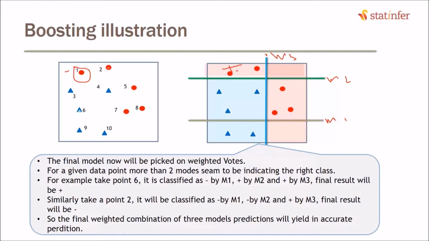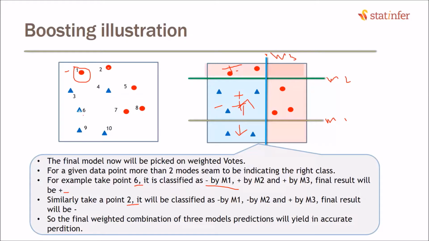So let's take an example of point 6. For data point 6, it is classified as minus by M1 because anything above the line is minus, anything below the line is plus for M1. So point 6 is classified as minus by M1, whereas M2 is classifying it as plus, and M3 is classifying it as plus. So the final result will be plus.